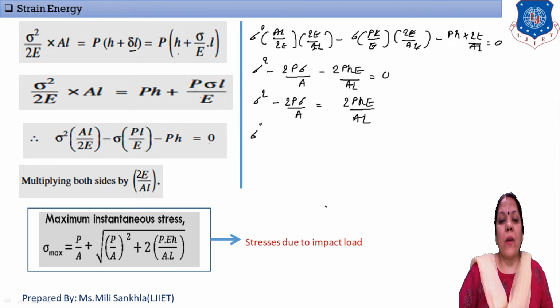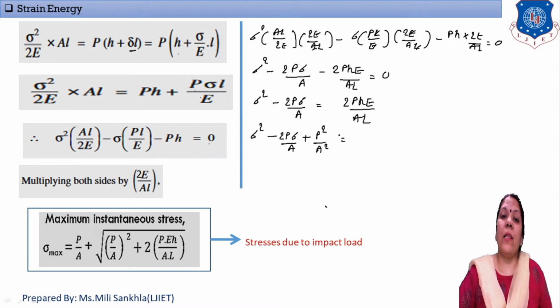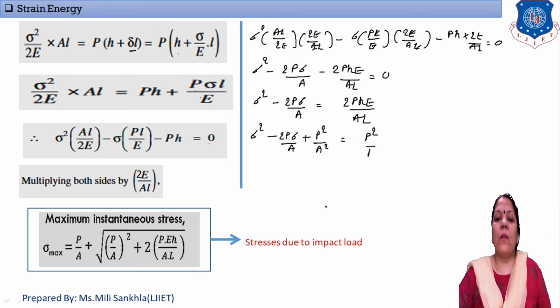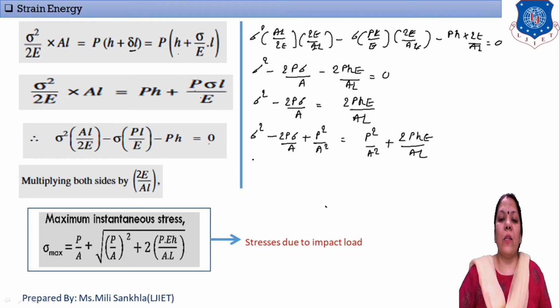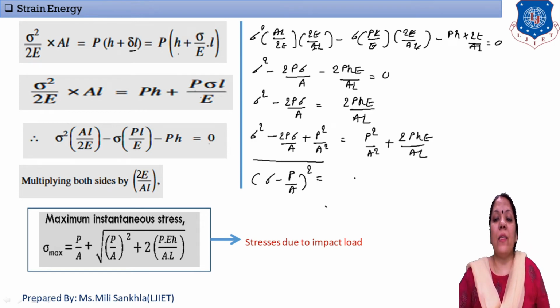Now to sigma square minus 2P sigma divided by area, here I add P square by A square on both the left and right sides. Now look at this: this is sigma minus P by A whole square, of the form a minus b whole square. That means sigma minus P by A whole square, and this term is P square divided by A square plus 2PhE by AL.